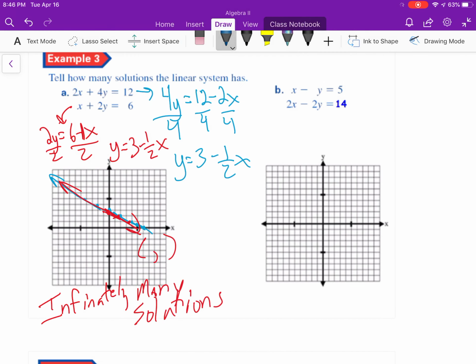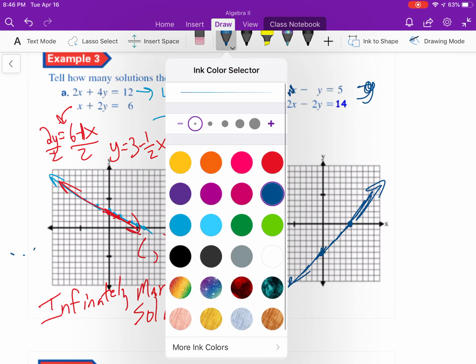So here we go. I'll do the same thing. I'm going to get y by itself. Well, actually, better yet, I'll just say x equals 5. And if I cancel that out, divide by -1, y is -5. Okay. There's one line.